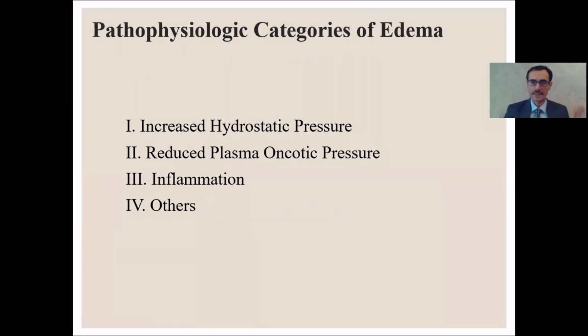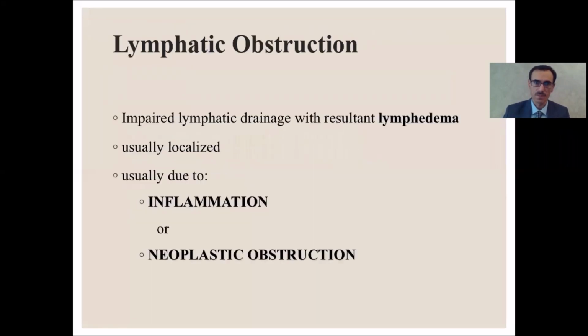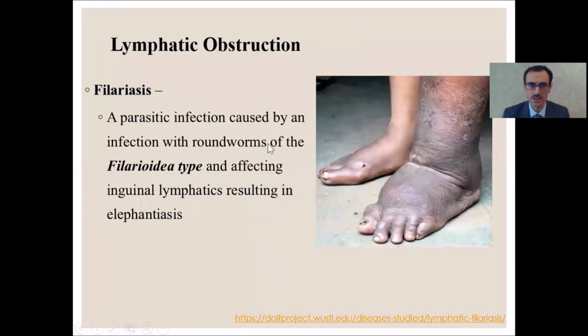There are four pathophysiological categories of the edema: increasing hydrostatic pressure, reduced plasma oncotic pressure, inflammation, and others. The lymphatic obstruction also may result in edema. We call this the lymphedema. This is local, and may be due to inflammation or neoplastic obstruction.